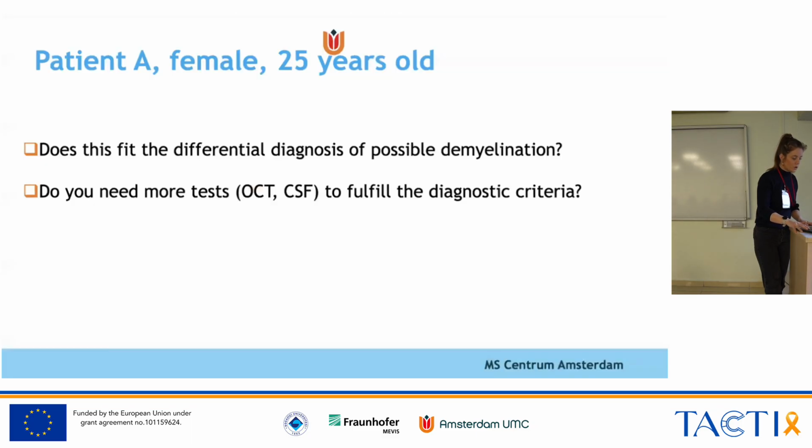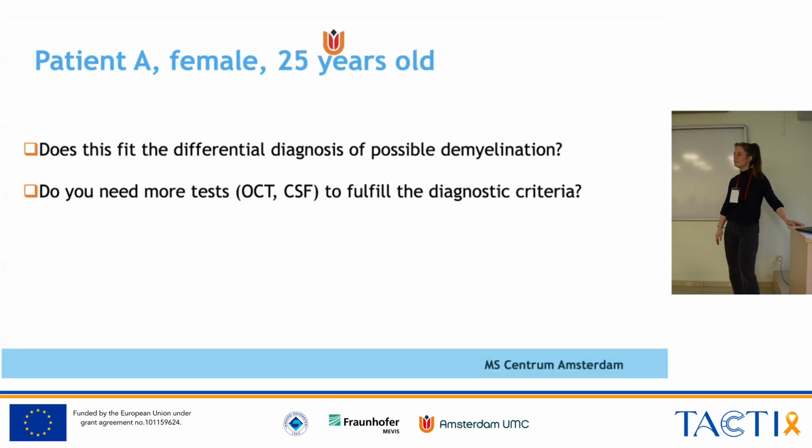Okay, so question 1, does it fit the differential diagnosis of possible demyelination? Yes. Do we need more tests in this patient? Yeah, what tests? I think we're actually there. I think we have an MRI, we have contrast enhancing lesions. There is no need for an OCT, I think.